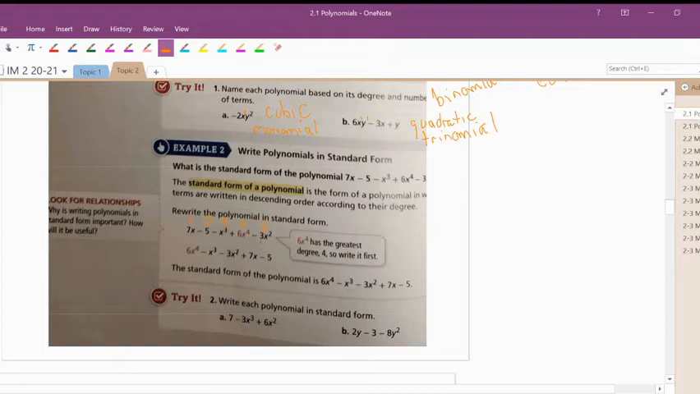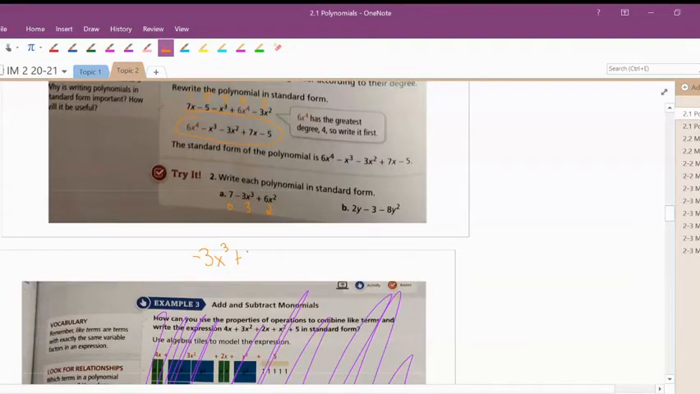So these are not super difficult. Here, we have a degree of 3, 2, and 0. So the 3 degree goes first, 3x cubed. Then the 2 degree, plus 6x squared. And then our constant with our 0 degree, plus 7.